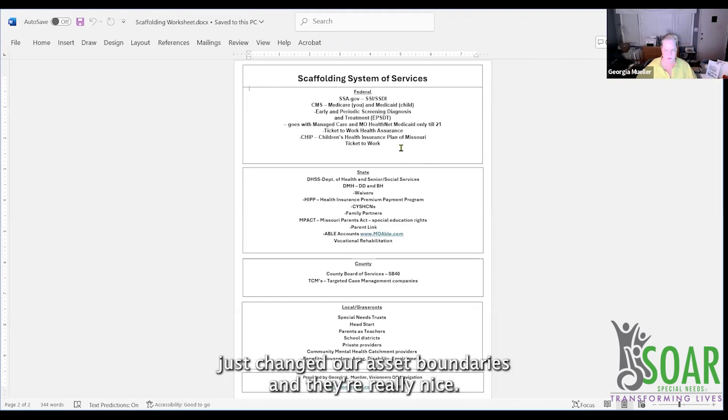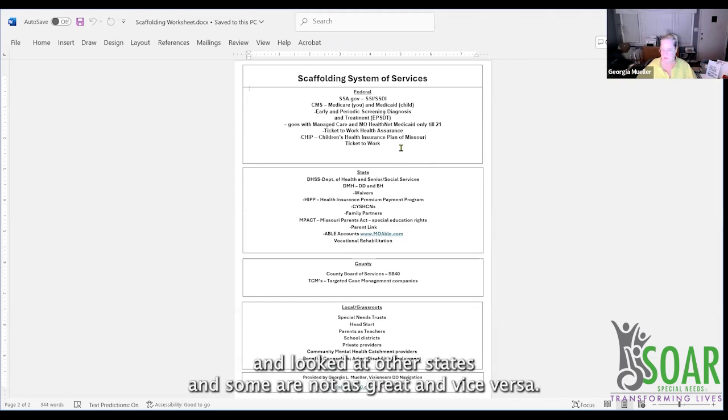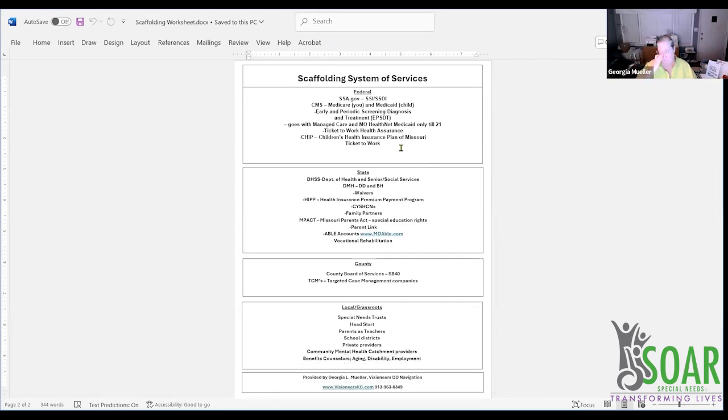I know Missouri just changed our asset boundaries and they're really nice. And then I went and looked at other states and some are not as great, and vice versa. But as far as how they work in general, they're pretty close state to state. Now what happens too though is every state does this, and it just drives me crazy.